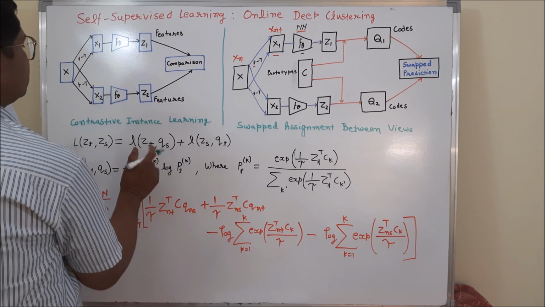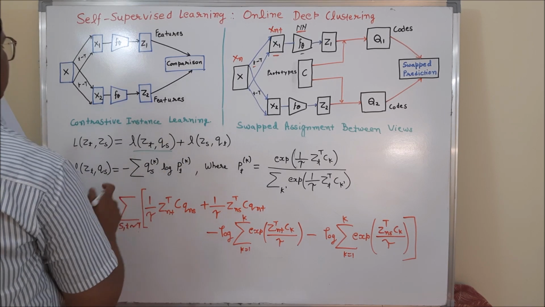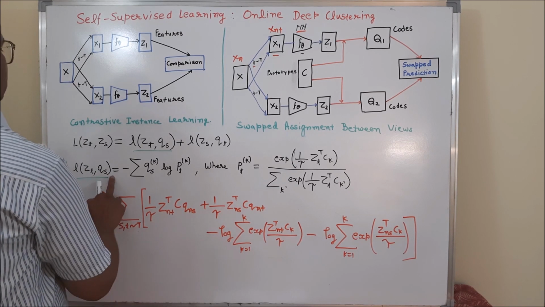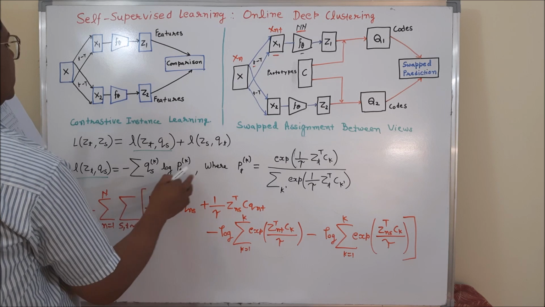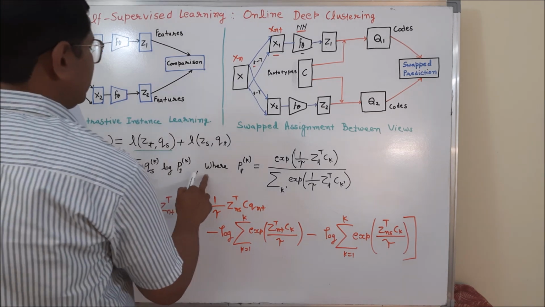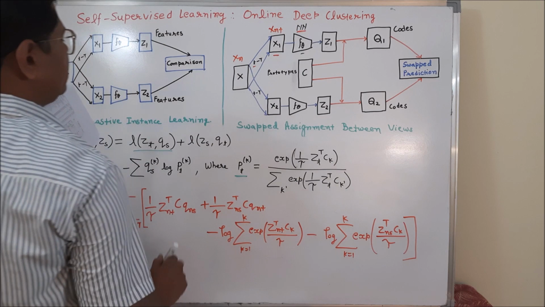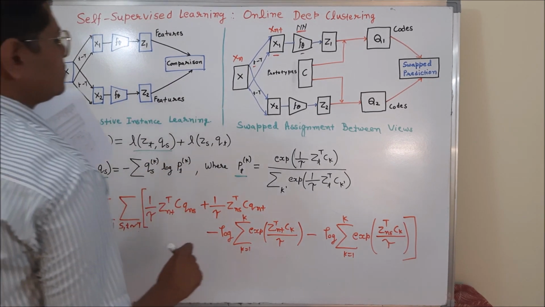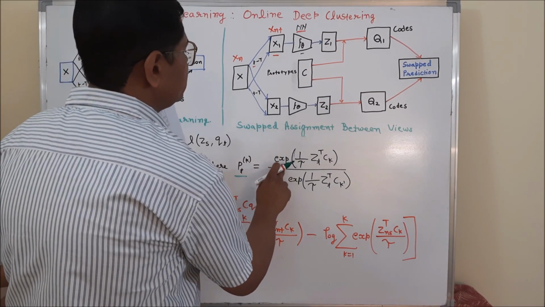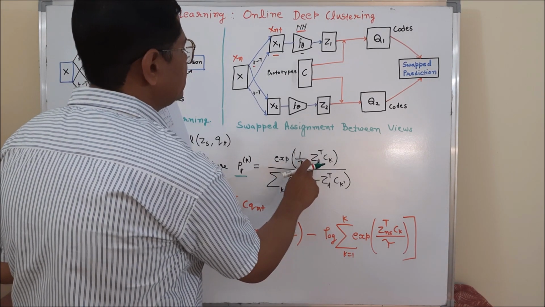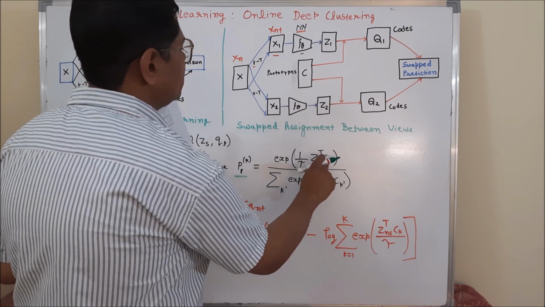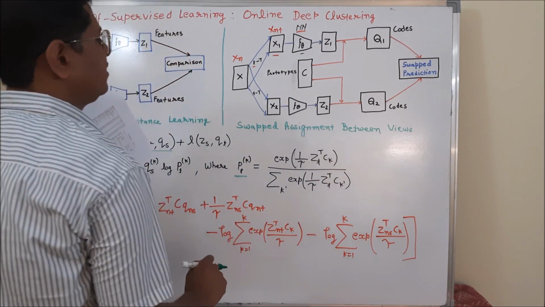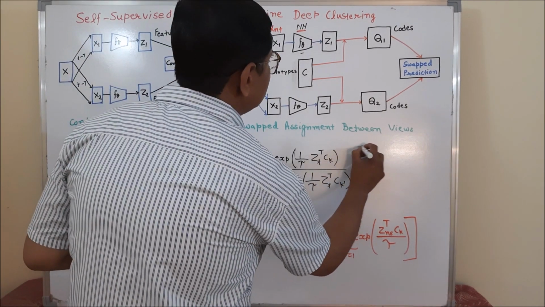Here, suppose we take this part ZT and just try to explain how the loss of ZT and QS is actually computed. It is computed like a simple entropy kind of function where PT is defined like that. Here K is all the cluster prototypes, and it is exponential of 1 by tau ZT transpose dot CK. So CK is a cluster prototype vector, and tau is actually the temperature.